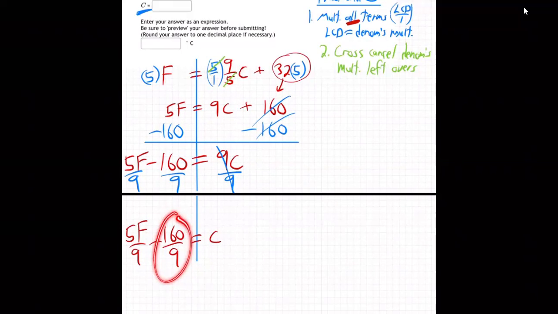If it comes out clean, awesome, do that. But if it comes out some ugly decimal, which it does, then you just leave it. Good question. So we divide fractions whenever we can, but if it's an ugly decimal, we just leave it. You got it.